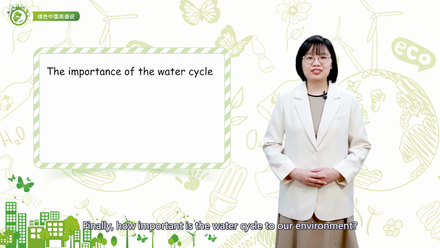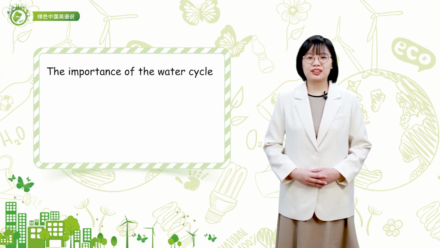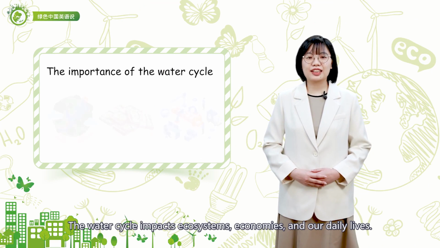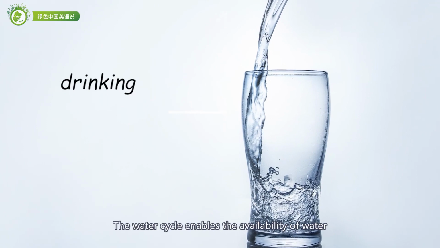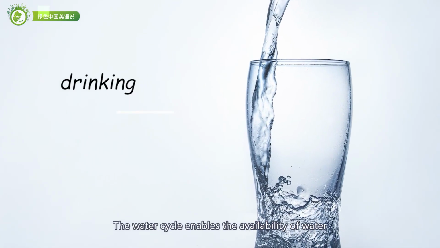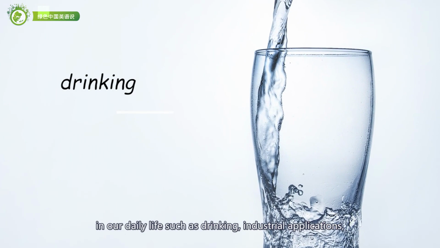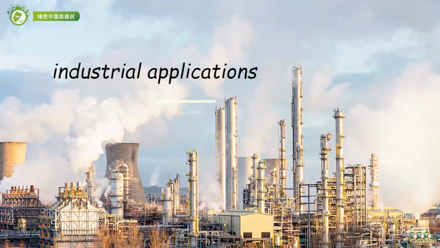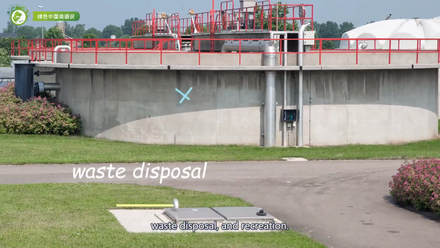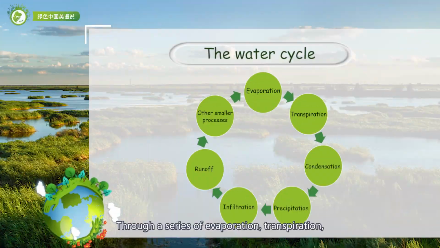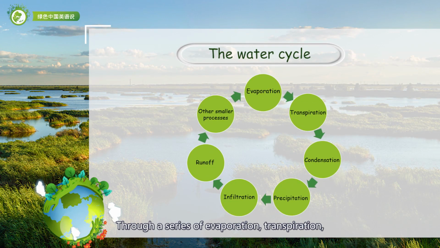Finally, how important is the water cycle to our environment? The water cycle impacts ecosystems, economies, and our daily lives. The water cycle enables the availability of water in our daily life, such as drinking, industrial applications, irrigating agriculture, hydropower, waste disposal, and recreation.